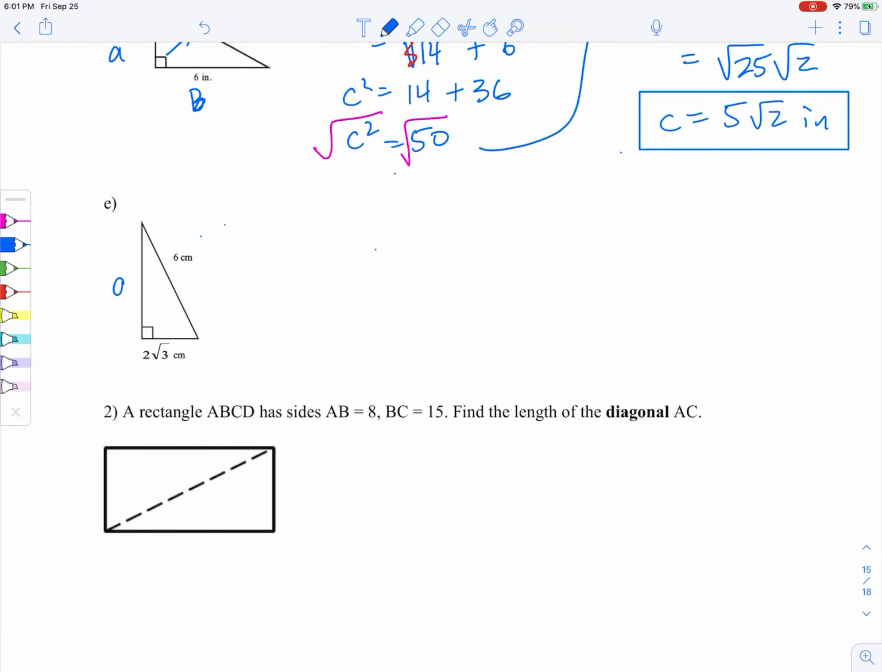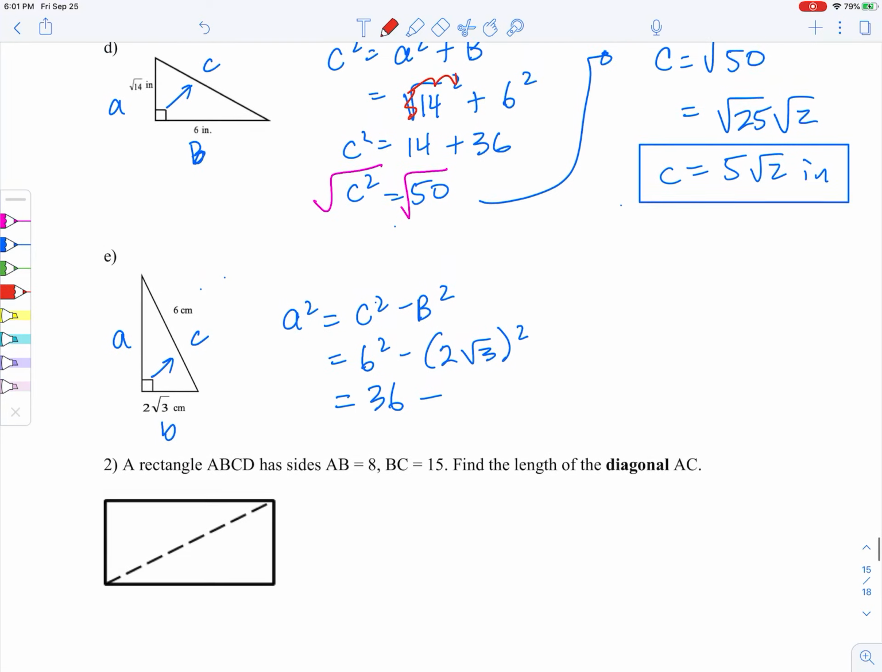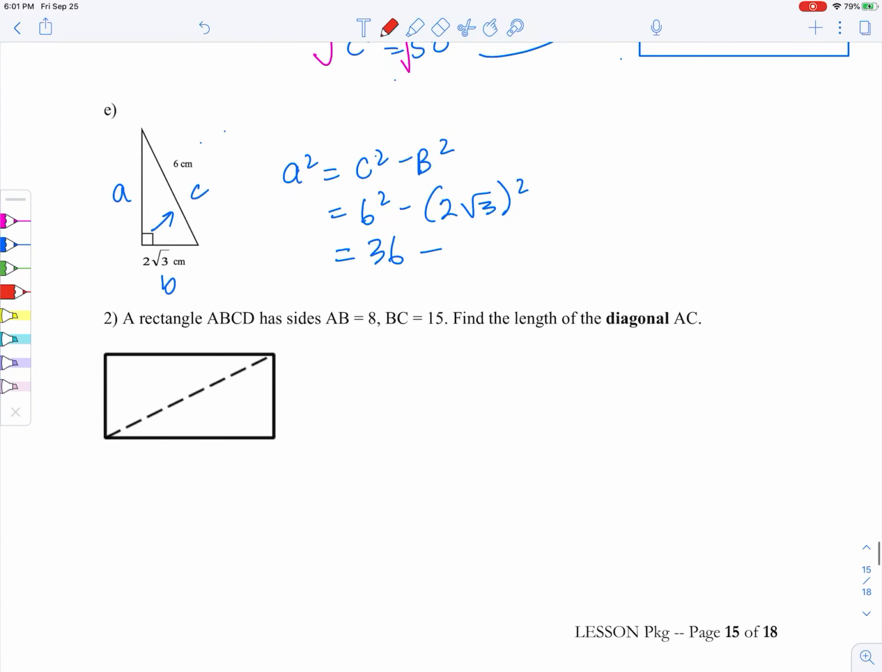I'm solving for this. C is across from it, so a and b. So a squared equals c squared minus b squared. So 6 squared minus, inside brackets, 2 root 3 squared. So that's 36 minus, I'm going to distribute the exponent of 2 onto both parts.